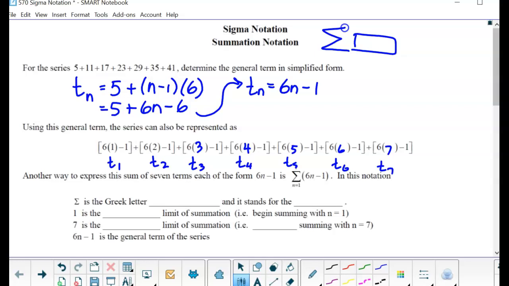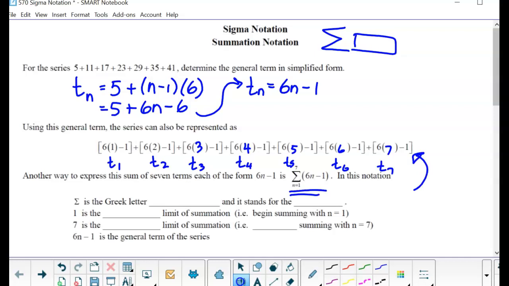So another way to express the sum of 7 terms, each of the form 6n minus 1, is with that sigma notation. Now I just need to erase a little bit here, just because I covered it up. So notice it's going from 1 to 7, because the first term is when n equals 1, and the 7th term is when n equals 7. All right, so that's your general summation notation. That represents this sum without having to show it all out.